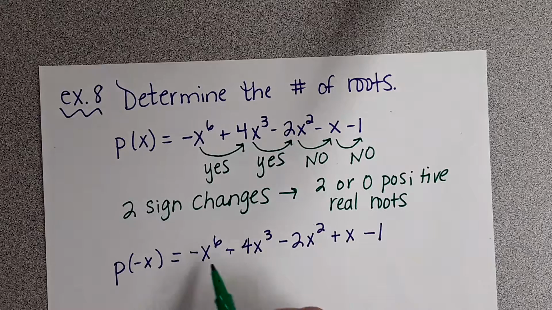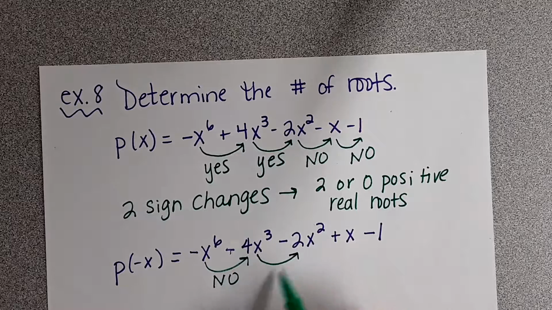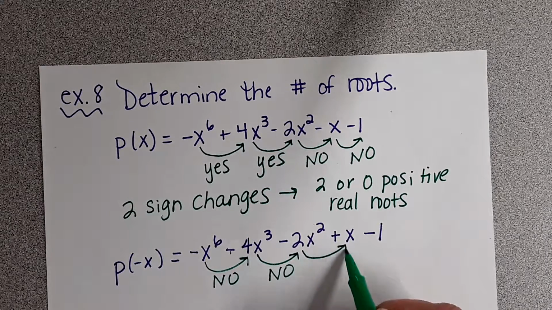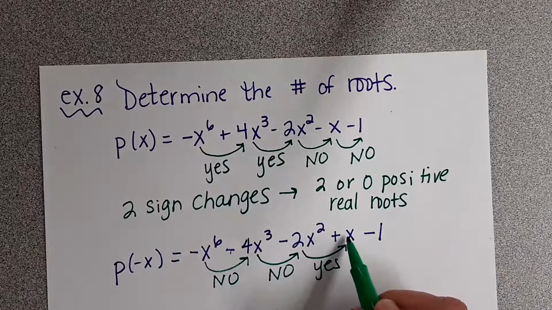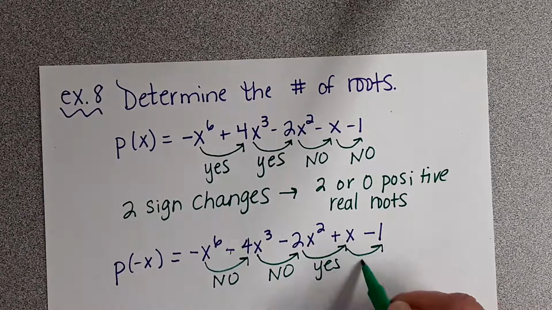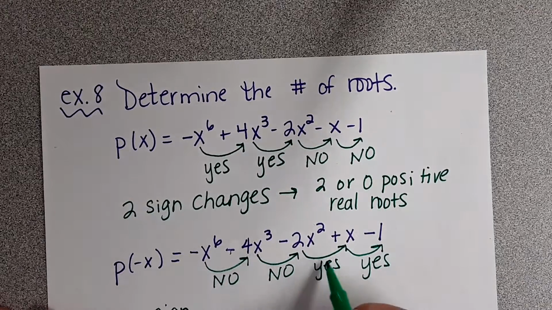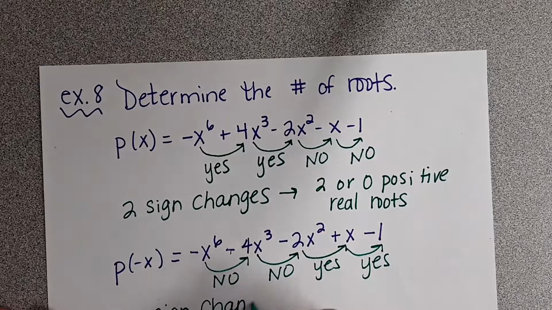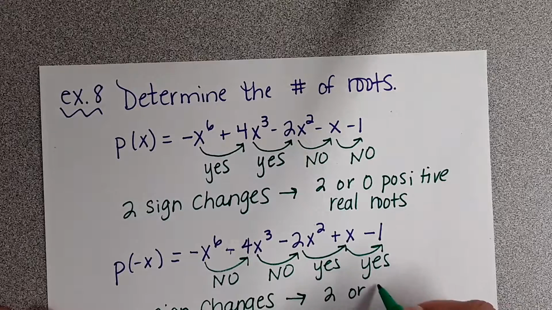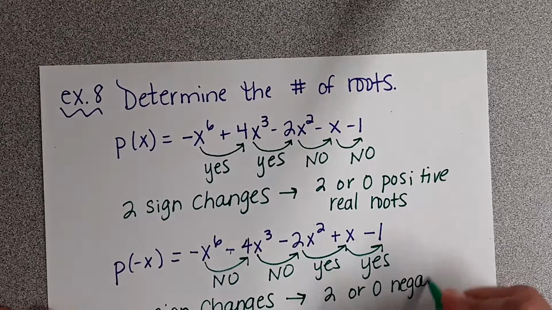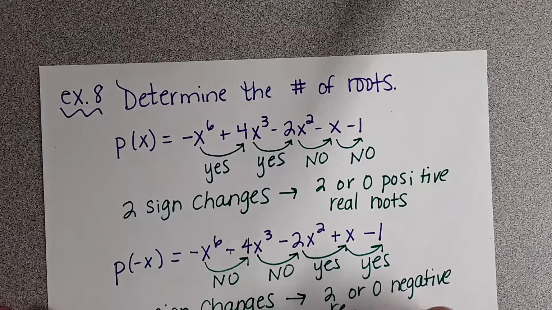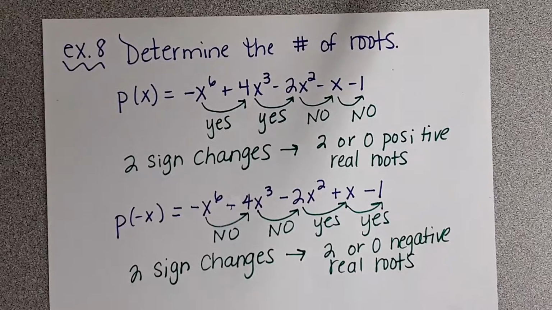So here we go with sign changes. Negative to a negative, no. Negative to a negative, no. Negative to a positive, yes. -2 to a positive x. Positive x to a -1, yes. So we have 2 sign changes again, because I wrote yes and yes. That means I have 2 or 0 negative real roots. So when you do that, that talks about our real roots.